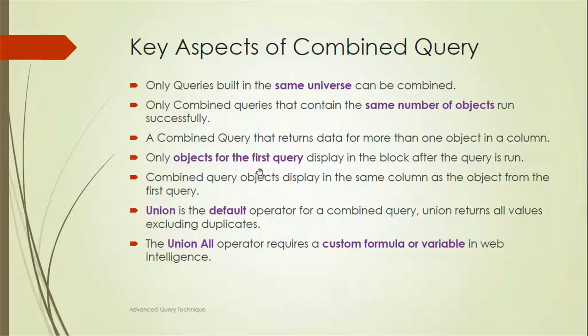So whenever we run the query, the objects from the first query will display in the block. Combined query objects display the same columns as the objects from the first query. Union is the default operator for a combined query. So whenever we click on combined queries or create combined queries, the first operator will always be the union operator. Union returns all values excluding duplicates. This union operator we can change later as well.